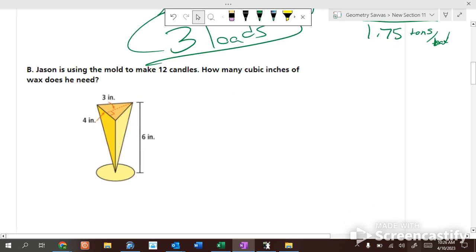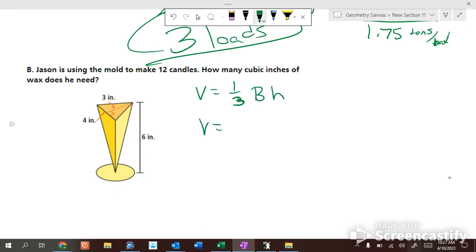Jason is using this mold to make 12 candles. How many cubic inches of wax does he need to make 12 candles? Well, first we should figure out how many cubic inches he needs to make 1 candle. So the volume is 1/3 the area of the base times the height. What's the area of the base? What shape is the base here? What's the shape of the base?